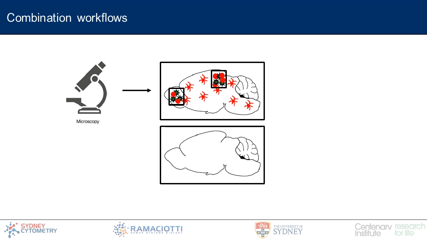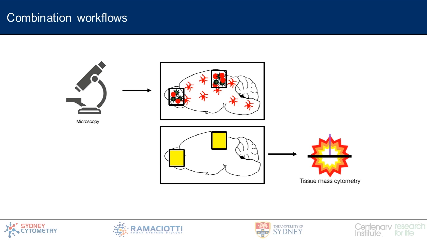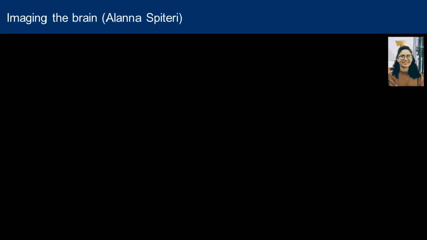And this is key. What this allows us to do is to figure out the areas that actually matter using a low power approach and then focus in on these areas for a targeted, high impact analysis using imaging mass cytometry. Now, when we look at the brain and what happens there using imaging mass cytometry, we get to see some pretty cool stuff. And this is some work that I've done with Alana Spiteri, who's another PhD student in Nick's lab.